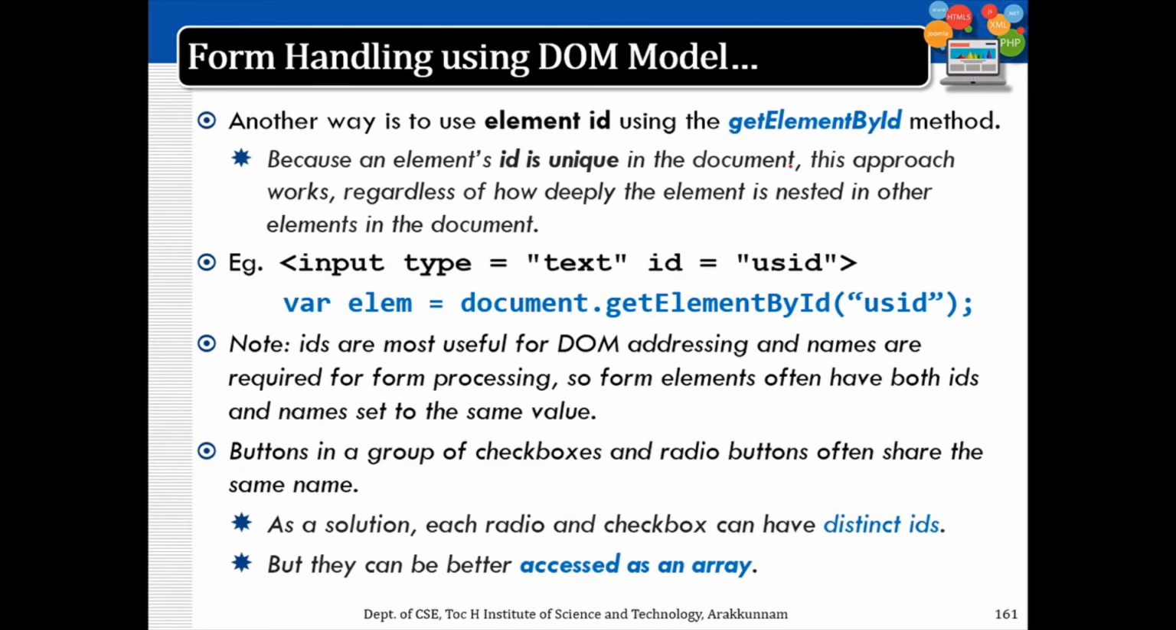So another way is to use the normal getElementById. Already we have studied that. Any HTML tag can be given an ID, and this getElementById can be applied to forms or anything else. So there is no need to access it systematically through the forms array. We can directly access it by using the ID. For example, an input text box has an ID USID. We can directly access it using document.getElementById USID without going through the form hierarchy.